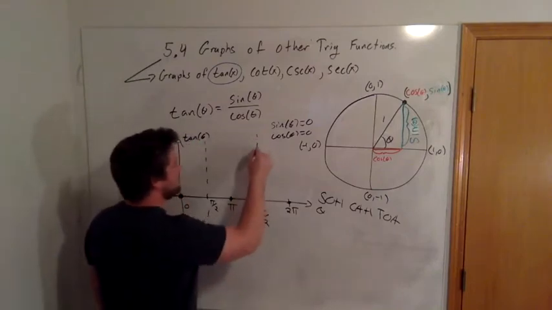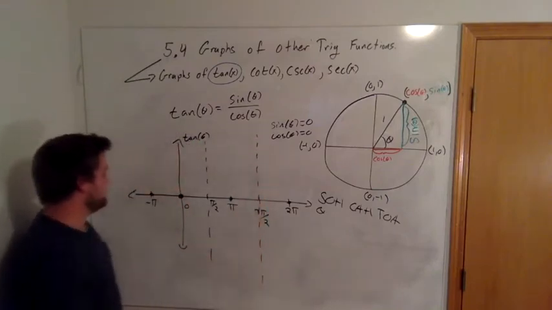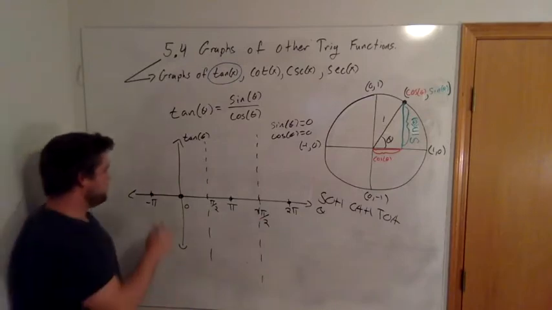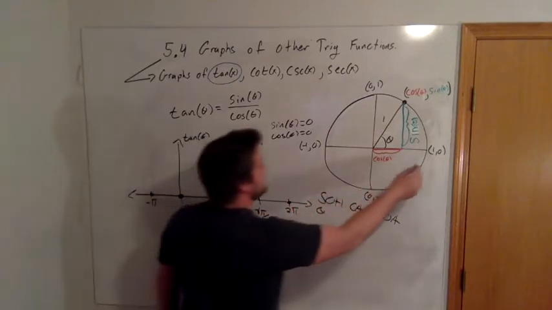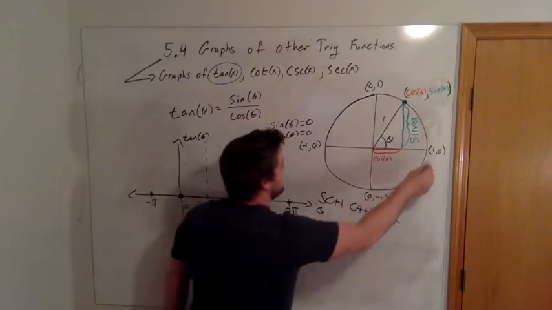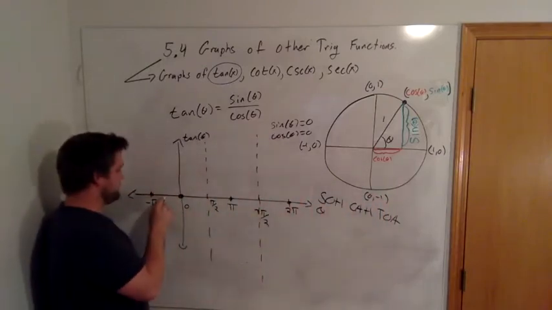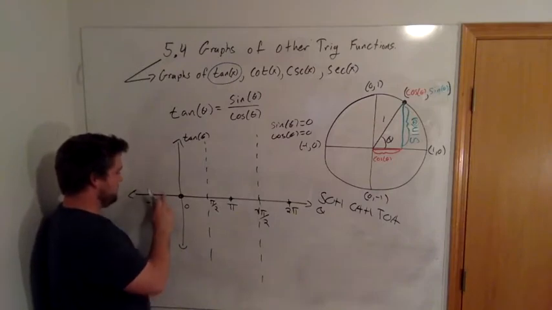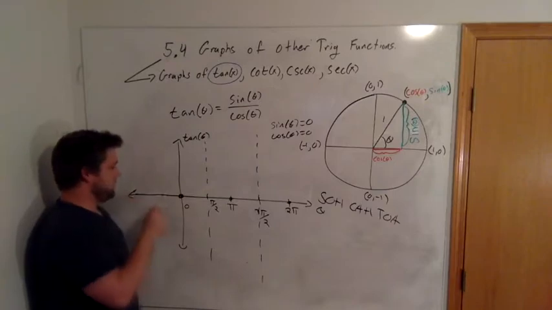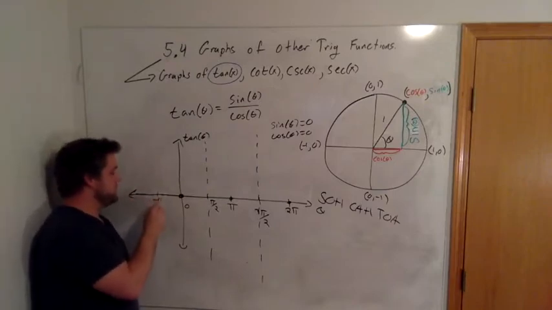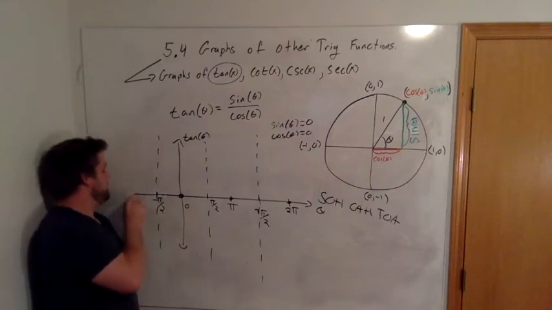So I'll have another vertical asymptote. Okay, and I'll also have one at negative pi over 2. If I go backwards, pi over 2, negative pi over 2, cosine is 0 here also, so I will have another vertical asymptote at negative pi over 2. And I'll have our x-intercept at negative pi.